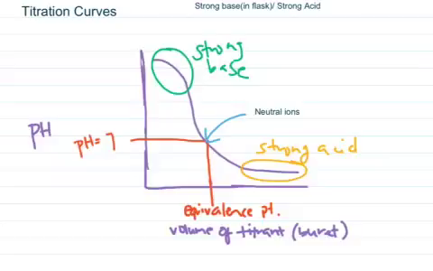So when we're looking at the titration curve for a strong base in the flask with a strong acid, what we see is we go from a strong base to a pH of 7, which is our equivalence point, to the strong acid. Do not forget, at the pH equals 7, we were at neutral ions.